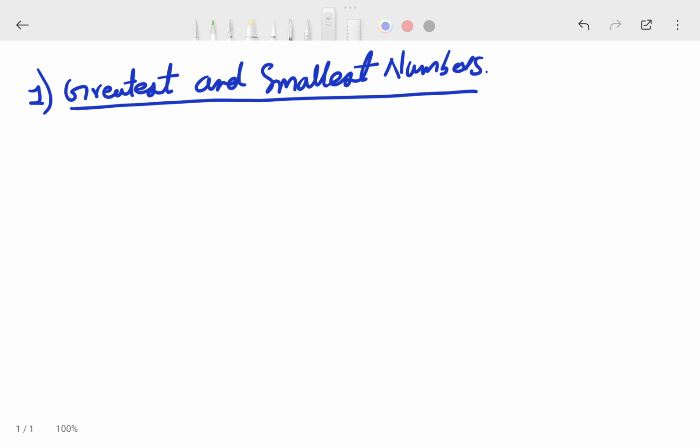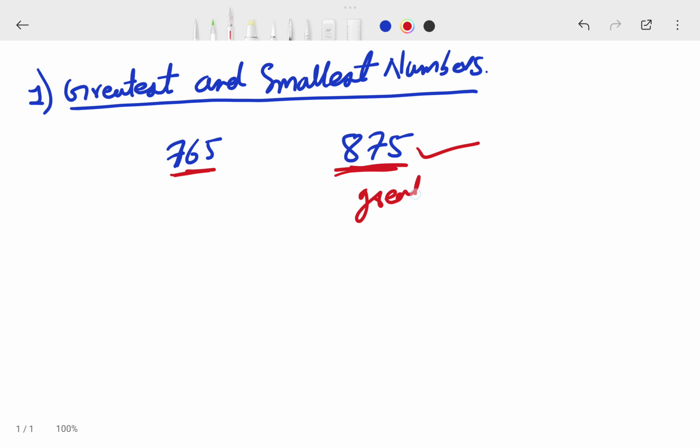Now when we go to higher numbers, let's suppose this is 765 and this is 875. In this one, which is greater, which is smaller? So you will say sir this is 700, 765, but this is 875. It means that this 800 is greater. It means that this 875 is our greater number, it is the greatest. Okay, which is the smallest? This one is the smallest. Simple, right? Is it clear?